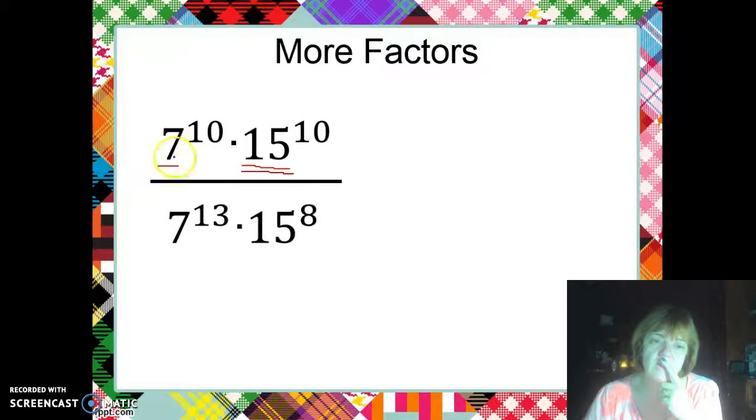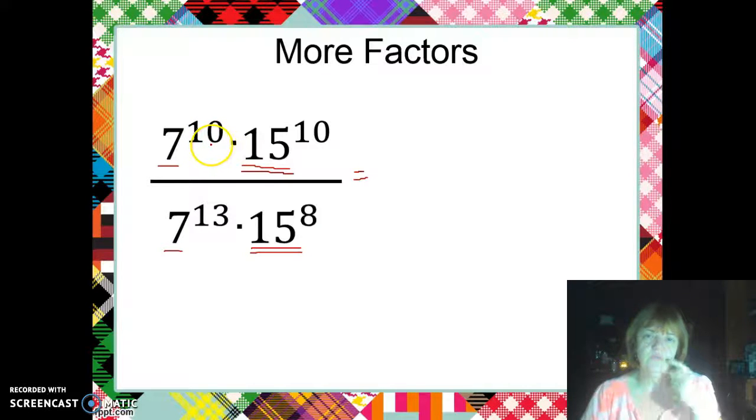But take a look at the bottom. Hey, look, we have matchy-matchies. Matching bases there. Our 7s match. And look at that, our 15s match. Matchy-matchies. So we get to simplify our 7s, and we're going to simplify our 15s. So when we go to subtract these, we're going to subtract 13 minus 10 to get 3, right? So it's going to be 7 cubed.